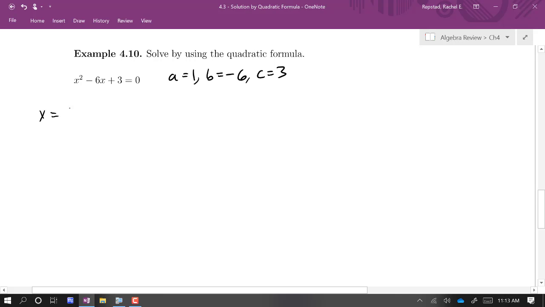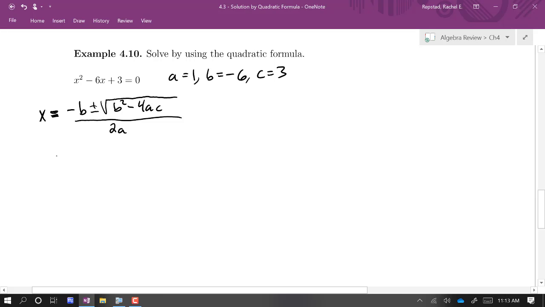So when I am solving by using the quadratic formula, the first thing I usually do is just write out the quadratic formula. The quadratic formula, if you're going to use it, you should know it. It's usually not a thing that will be provided for you. But I always like to tell people, even if you forget the quadratic formula, you can always rely on completing the square. So there's the quadratic formula.